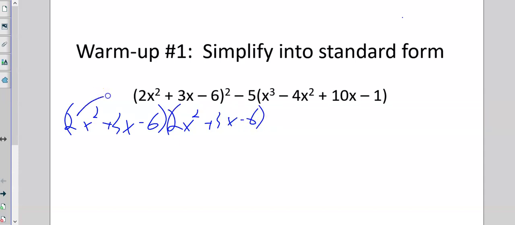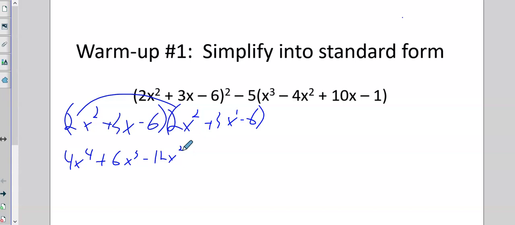So I need to do 2x squared times everything. So that's going to be 4x to the fourth. And then times 3x is going to be positive, 2 times 3 is 6, 6x cubed. And then 2x squared times negative 6 is negative 12x squared.